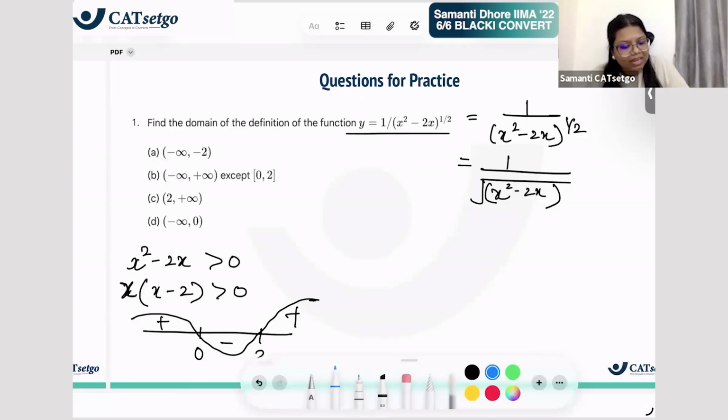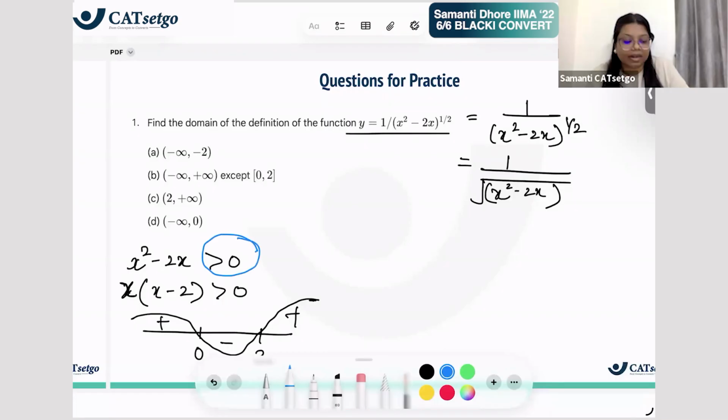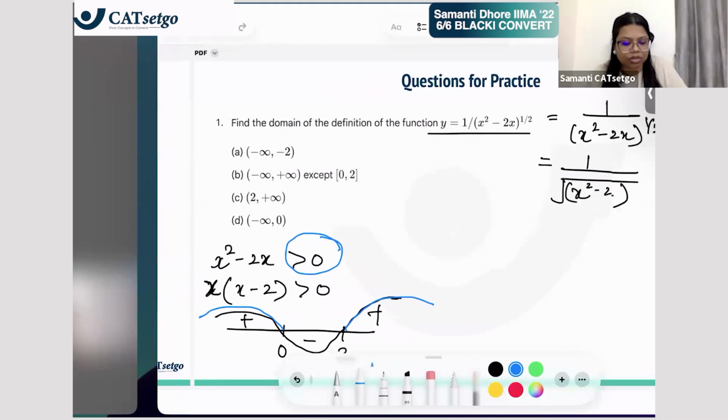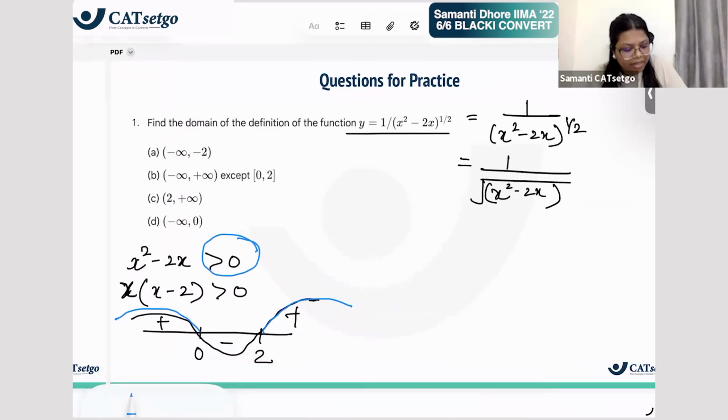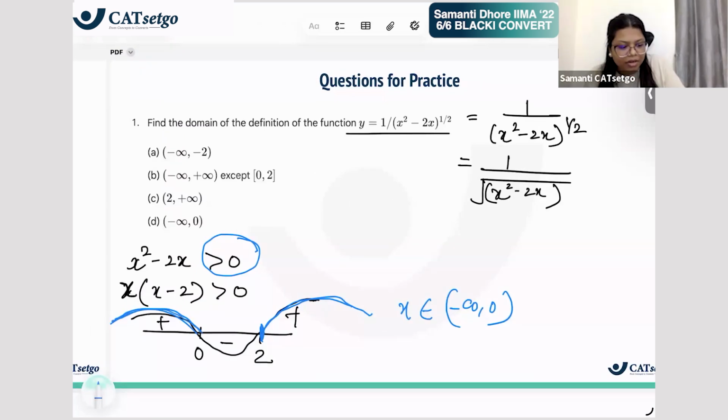So considering this, we have to find out when this is going to be greater than 0. So greater than 0, we have to take the bits that are above the line. And below the line, it's negative, right? So above the line हमें देखना है. Above the line कहाँ पे? 2 से बड़ा हो तब है and 0 से छोटा हो तब है. Right? So your answer is x belongs from minus infinity to 0. From minus infinity, it is coming towards 0 for positive, and from 2, it is going to positive infinity. Union 2 to positive infinity.